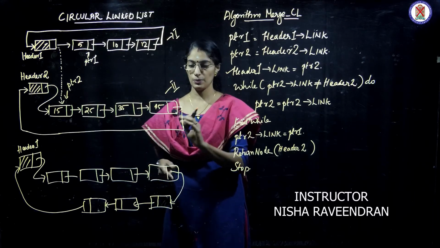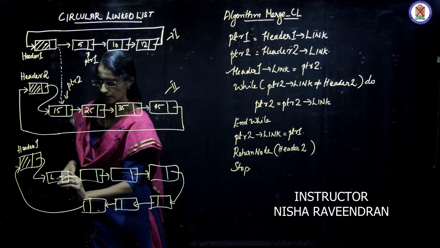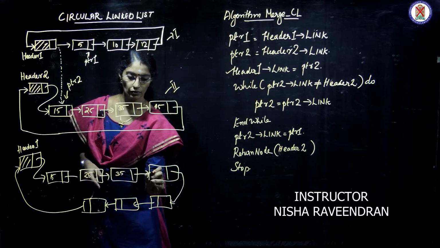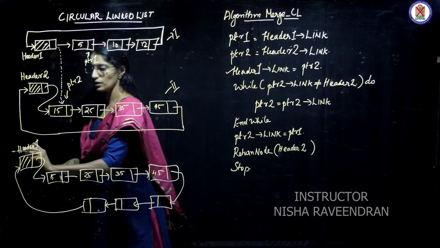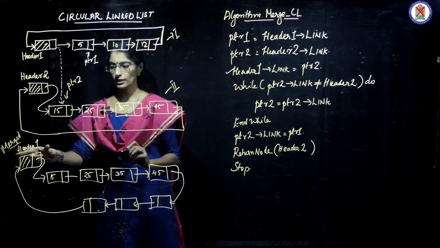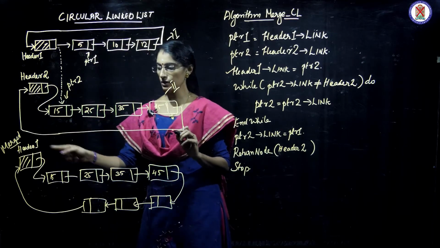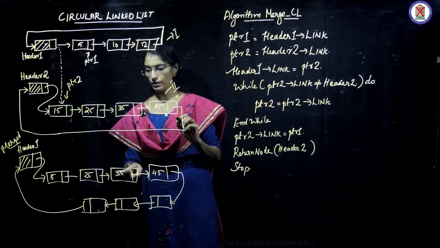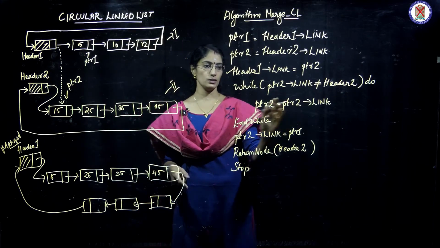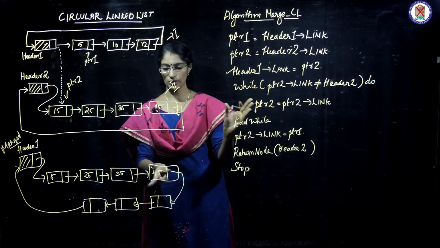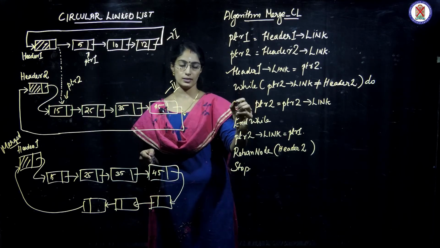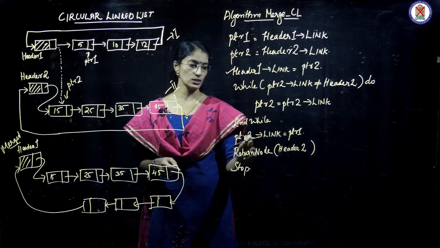So what happens here is you get 15, 25, 35, 45, right? This is our merged circular linked list. So naturally the header node will be named header 1. Header 1 will be pointing to 15, then 25, then 35, then 45, right? Now when it reaches 45, naturally 45 is pointing to header 2. So this while loop gets exited, and now the next statement will be executed.